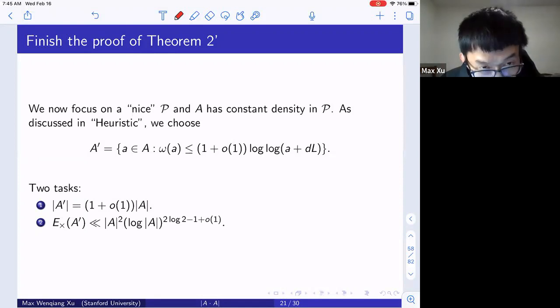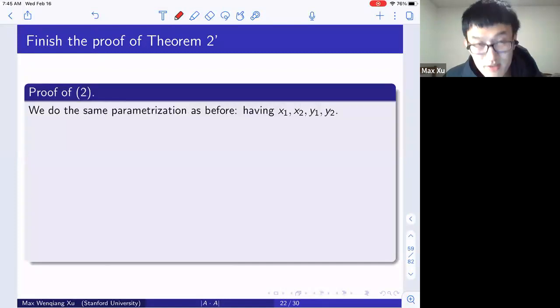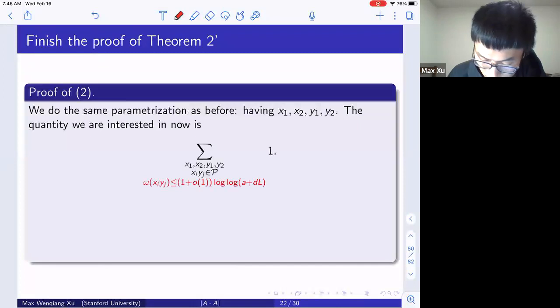But the good thing is we are in a nice AP, so actually these two tasks are not that difficult at all. The first one will be contained in the proof of the second one. So let's just look at the second one, the multiplicative energy estimate. We do the same parameterization, I will not repeat it. We have 4 parameters.